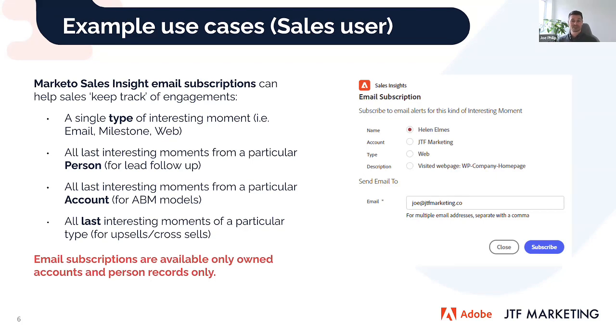So every time she visits the homepage, it may be more relevant to pick some kind of service or pricing pages or something like that that's going to give you a bit more insight in terms of where their intent and what the level of intent to buy would be. But equally, we could set that up across the whole account. So I could have a subscription for any meaningful engagement for everyone associated to the JTF marketing account in CRM.